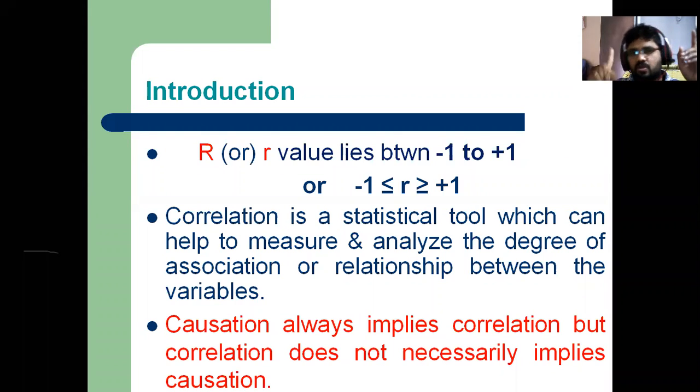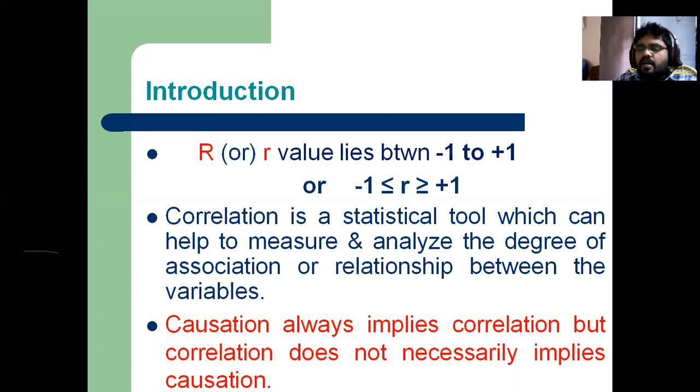Simply, the correlation is one of the statistical tools which can help us to measure and analyze the degree of relationship between the two variables, that is x variable and y variable. If you have the data of x variable and y variable, we can come to know the relationship between the two variables. Generally, if you take the price variable and demand variable, then you will come to know what the relation is. Generally, a negative relation exists. But we want to know how much the degree of relationship is, whether weak or strong. By studying the correlation only, we'll come to know the degree of relationship between the two variables.